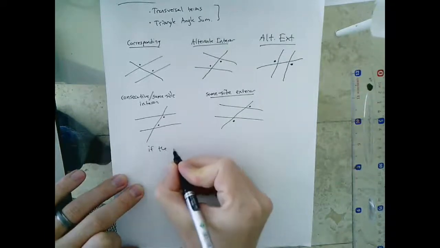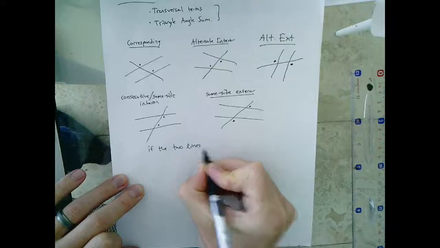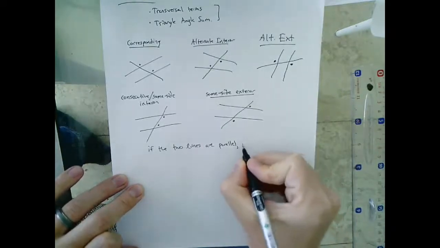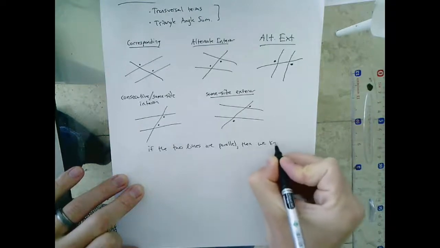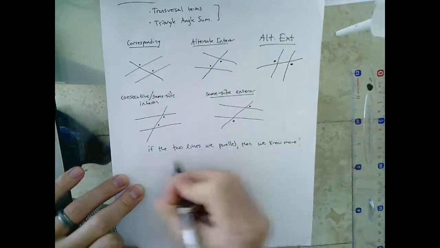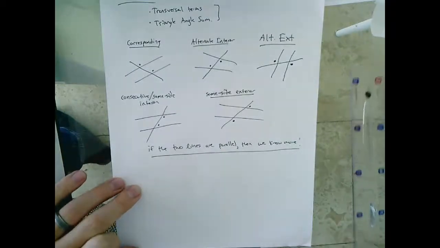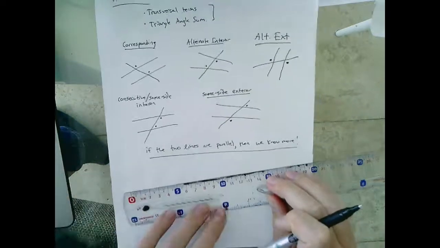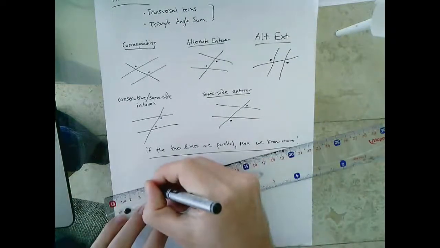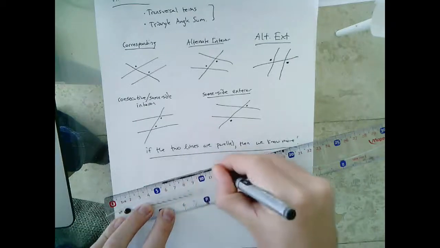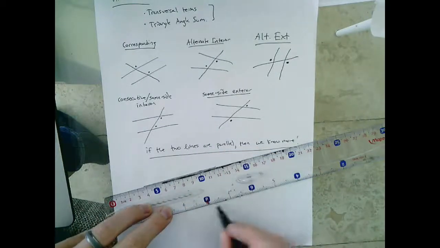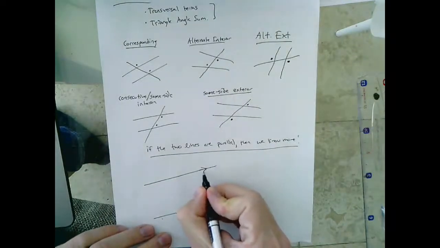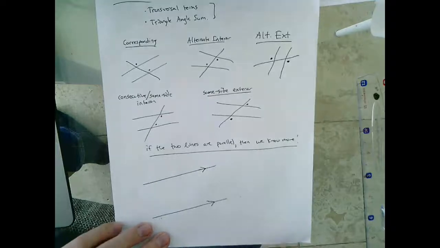If the 2 lines are parallel, then we know more. So I'm going to take my ruler right here and I'm going to draw 2 lines that have to be parallel. So I'm going to draw them like this. It's going to be a little iffy. Boom. And boom. These lines are definitely parallel. And to mark these lines are parallel, I'm going to use this arrow sign right here. That tells me that these lines are parallel.